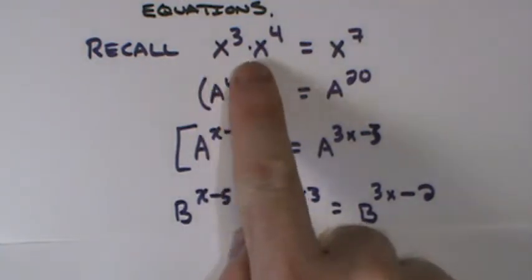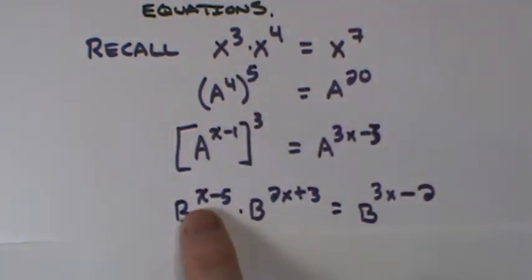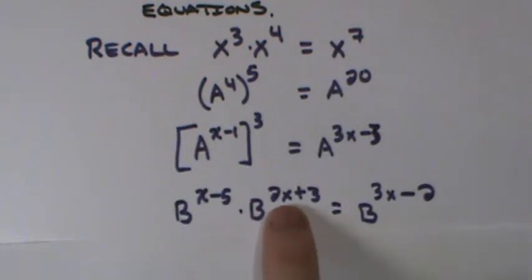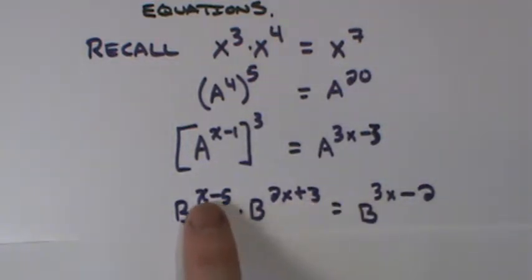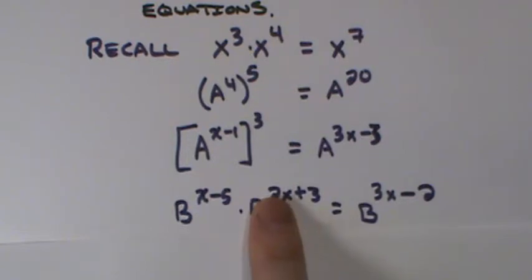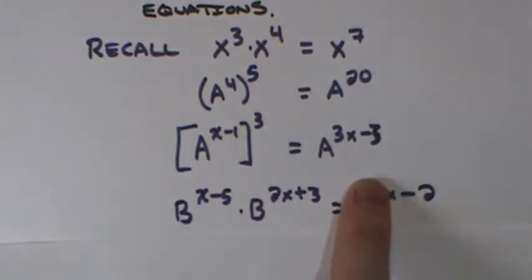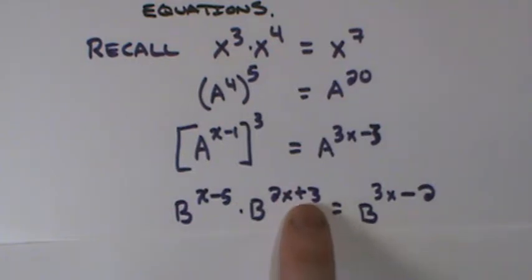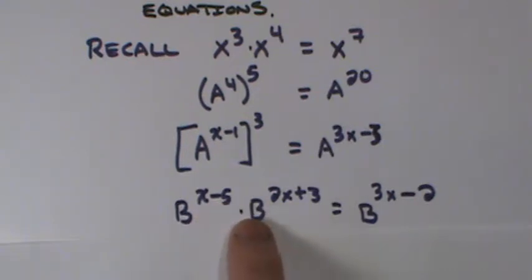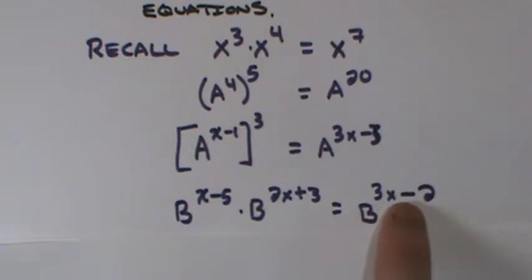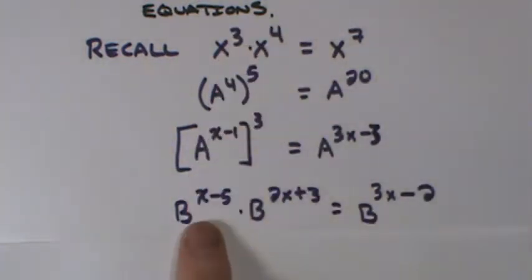Reverting back to this first idea, if I have a base raised to the x minus 5 times a base raised to the 2x plus 3, when you have base times base, you're expected to add the exponents. So the x and the 2x can be added to give me 3x. The negative 5 and the 3 can be combined to create negative 2. So b to the x minus 5 times b to the 2x plus 3, I add those exponents and I get b to the 3x minus 2, a common base there. And that's what's important. You always have to have the common base when you're doing these rules.